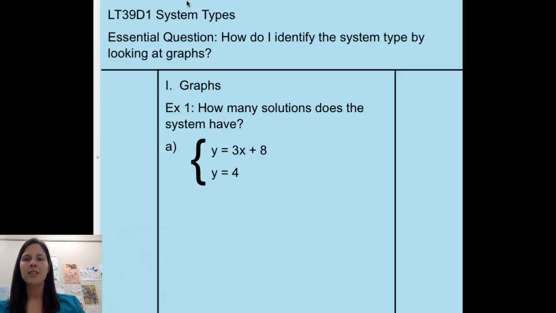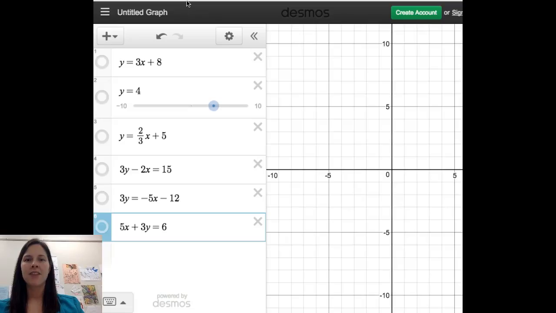So we've got our first system here, and we're going to graph these on Desmos. I've got all of my equations typed in. I'm going to turn on the first two for our first system. Here's the first line, y equals 3x plus 8, and then we're going to graph that line, y equals 4. And we're looking for how many times our lines intersect.